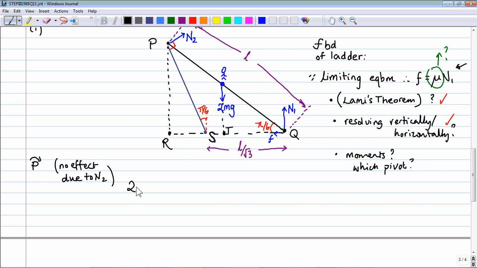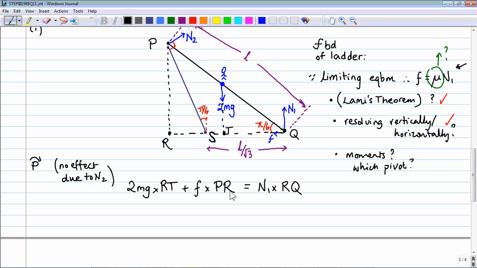The clockwise moment due to the weight is 2mg multiplied by the distance RT, because RT is the perpendicular distance from that line to the pivot. The other clockwise moment is due to F. That's F times the perpendicular distance PR, that vertical distance. Now the anti-clockwise moment is just N1 multiplied by the distance RQ.